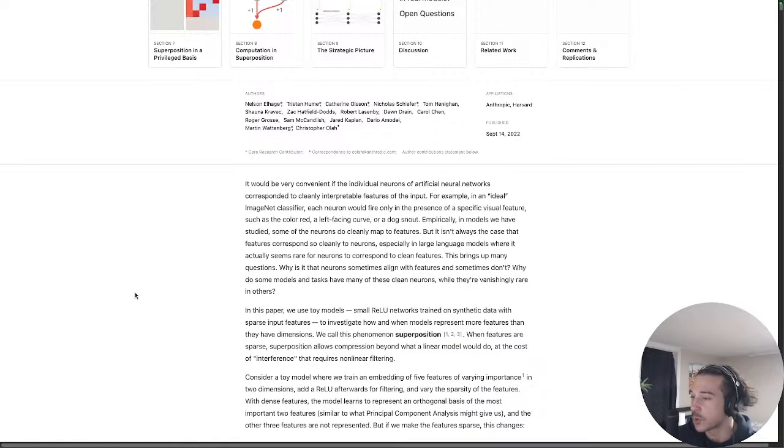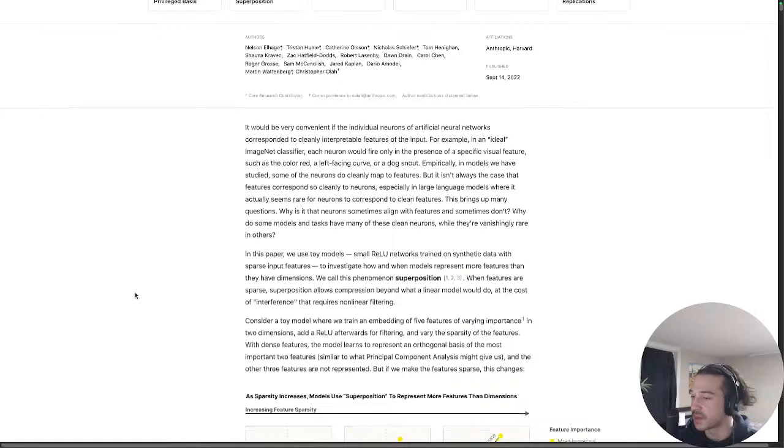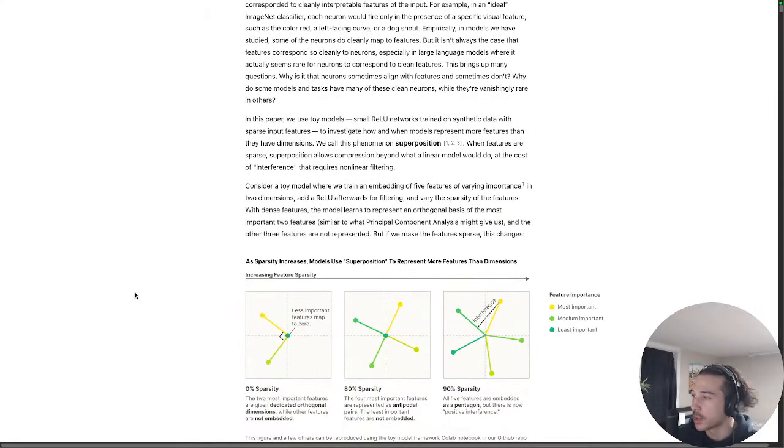This brings up many questions. Why is it that neurons sometimes align with features and sometimes don't? Why do some models and tasks have many of these clean neurons, while they're vanishingly rare in others? In this paper, we use toy models, small ReLU networks trained on synthetic data with sparse input features, to investigate how and when models represent more features than they have dimensions. We call this phenomenon superposition.